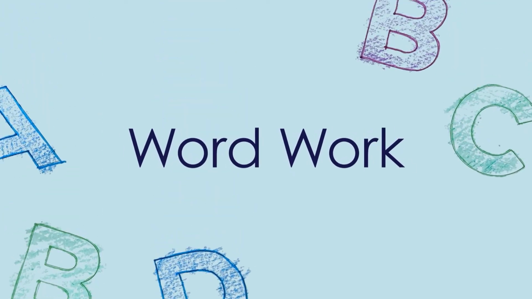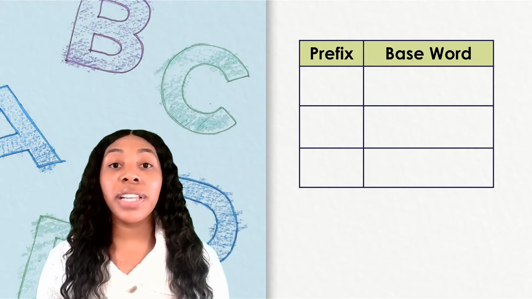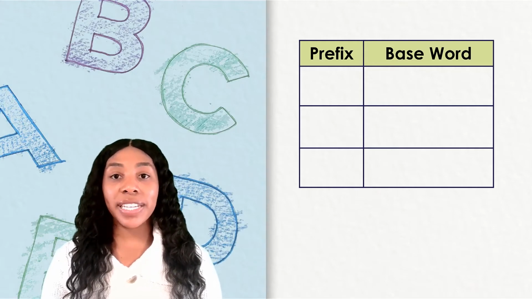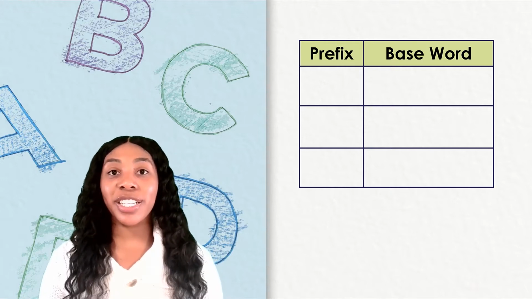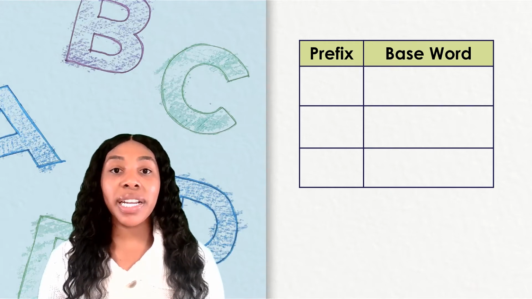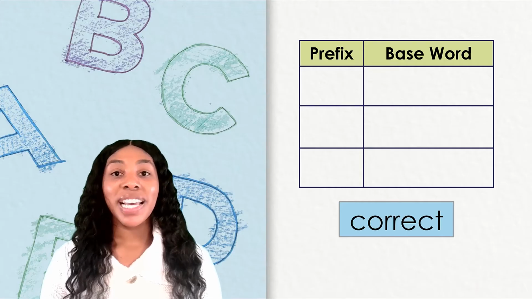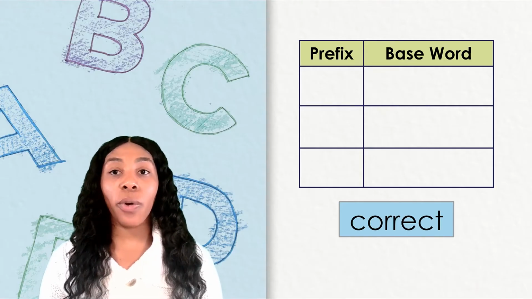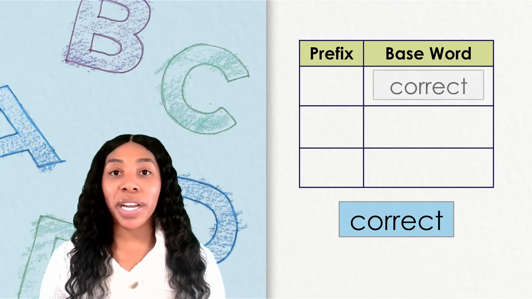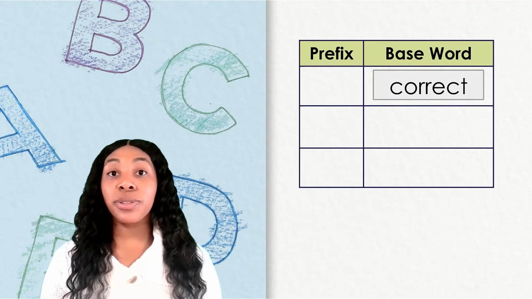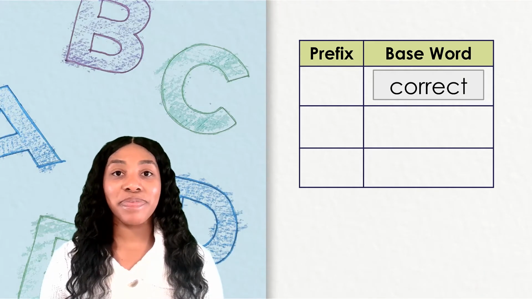Word work. Today we will look at base words and prefixes. Let's read some word parts and decide where they go on our chart. The first word is correct. Is correct a base word or prefix? Correct is a base word. We can add affixes to this word to change its meaning.